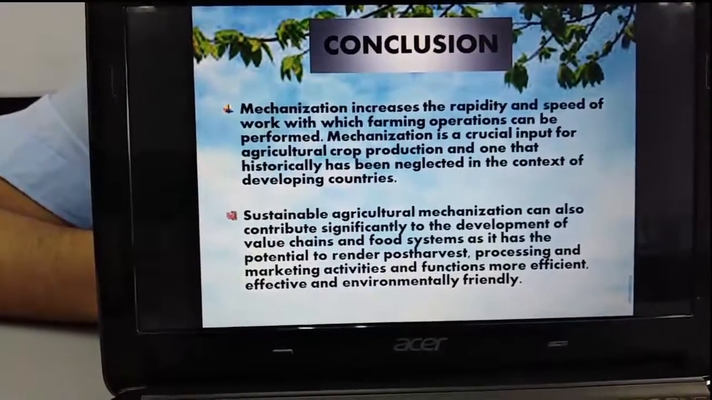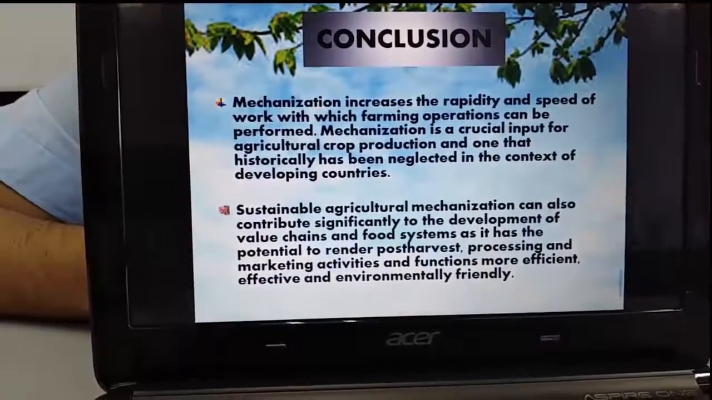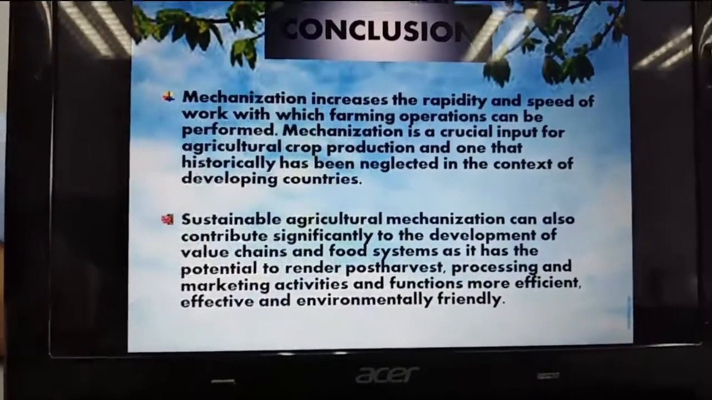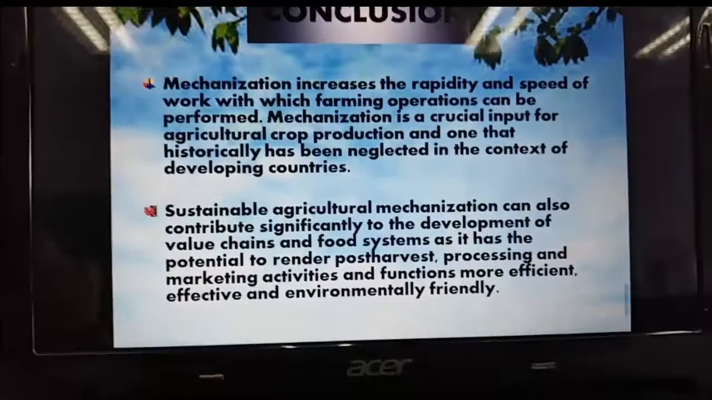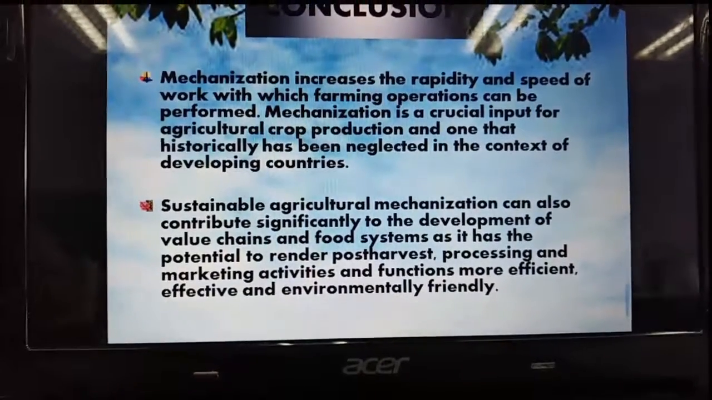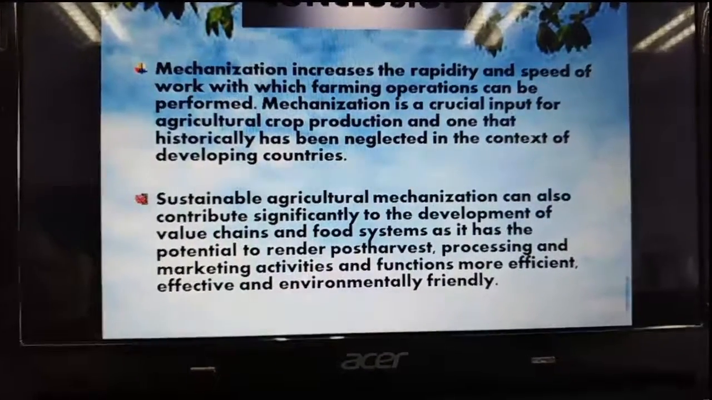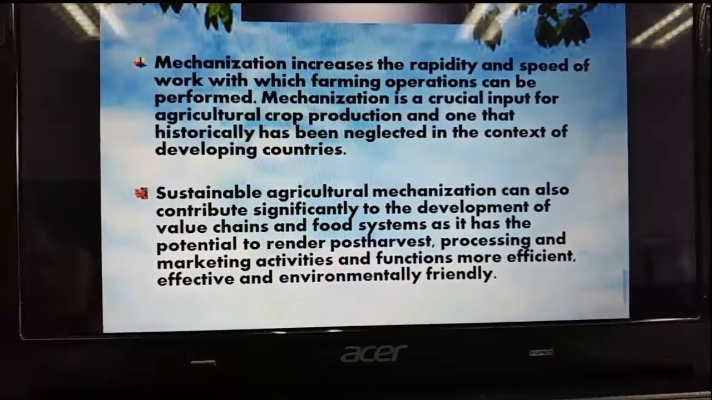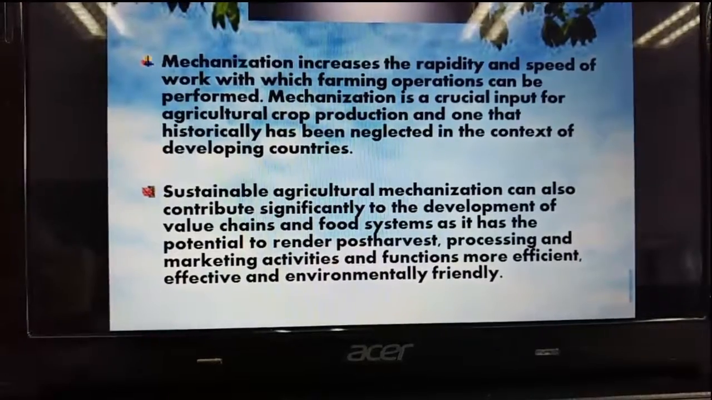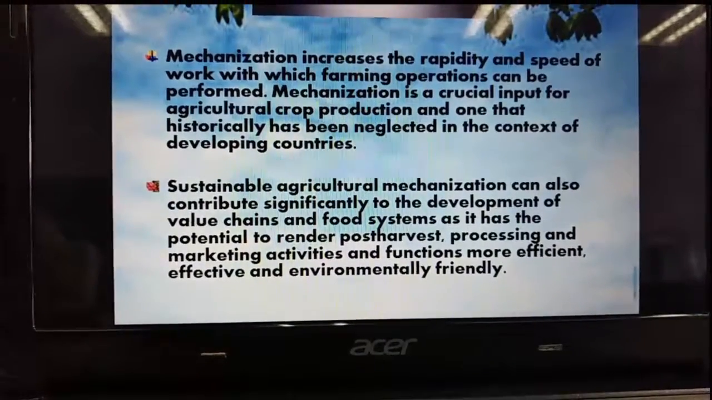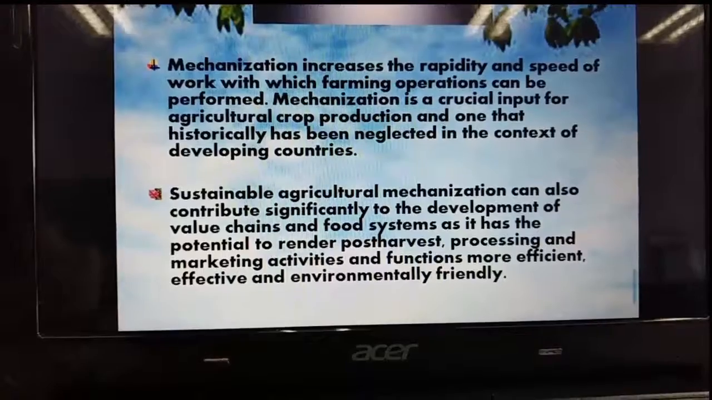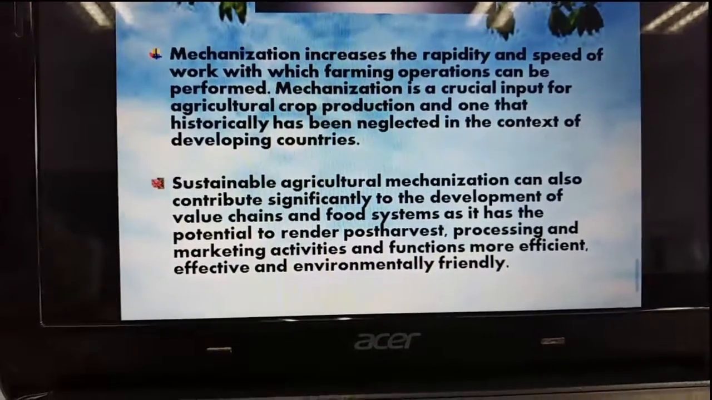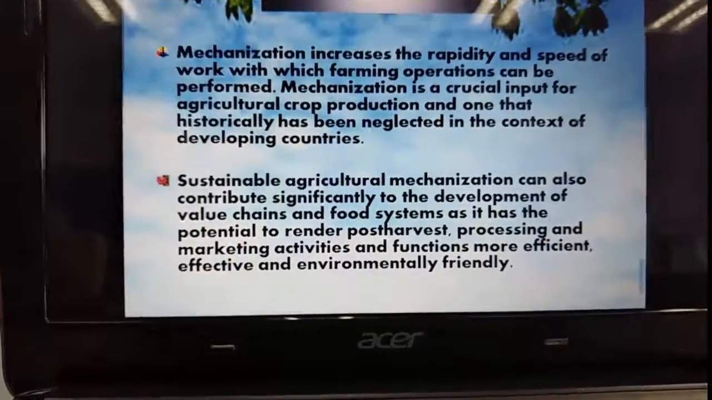For the conclusion, mechanization increases the rapidity and speed with which farming operations can be performed. It raises the efficiency of labor and enhances farm production per worker. Mechanization is a crucial input for agricultural crop production, and one that historically has been neglected in the context of developing countries. Factors that reduce the availability of farm power compromise the ability to cultivate sufficient land and have long been recognized as a source of poverty.